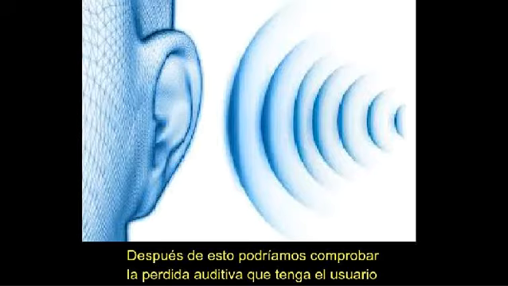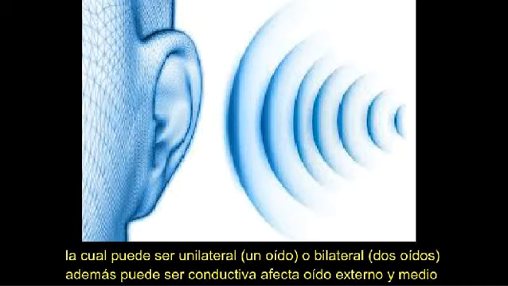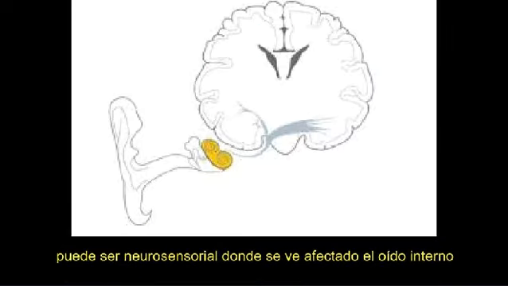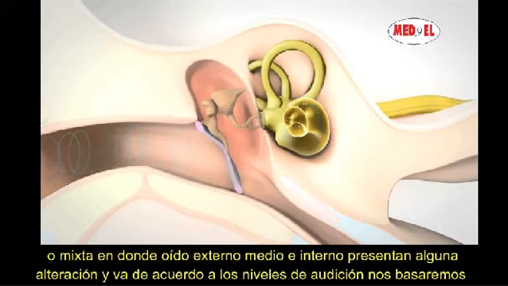After this, we could verify the hearing loss that the user has, which can be unilateral, one ear, or bilateral, two ears. It can also be conductive, affecting the external and middle ear; sensorineural, where the inner ear is affected; or mixed, where the middle and inner ears have some alteration.